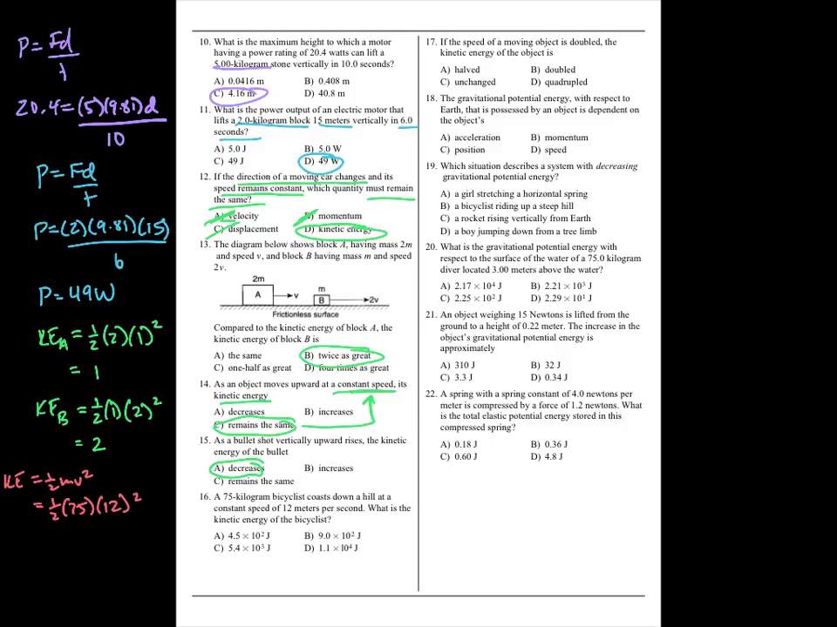Alright, plug and chug. Let's pause this for a moment and calculate. You should get 5,400, which is choice C.